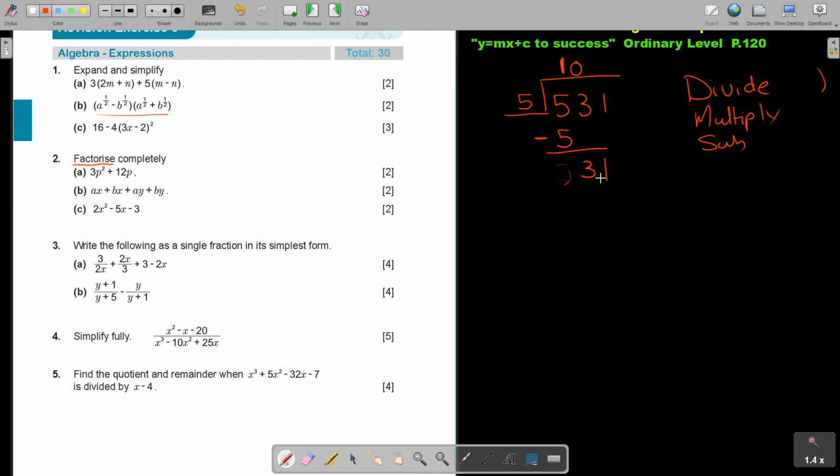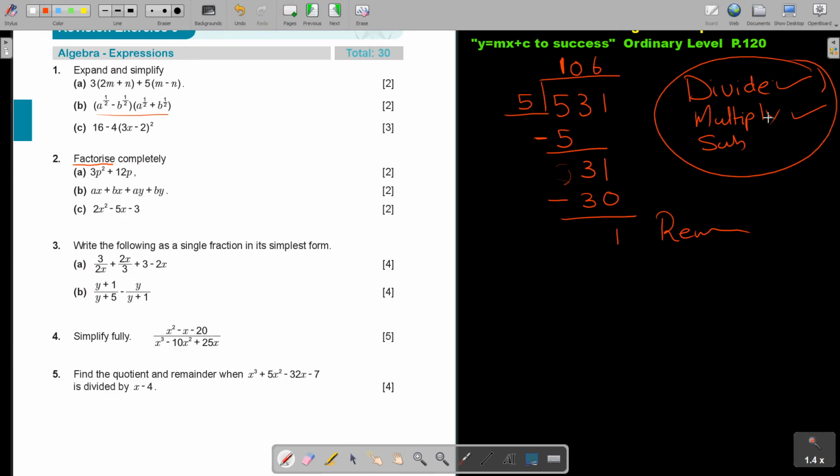And now you say, again, you divide. You say 31 divided by 5. That was 6. And after you divide, you would have multiplied 6 times 5, and you would have gotten 30. And then after you multiply, you would have subtracted, and 1 would have been your remainder. Okay, so that is exactly it, we always do that.